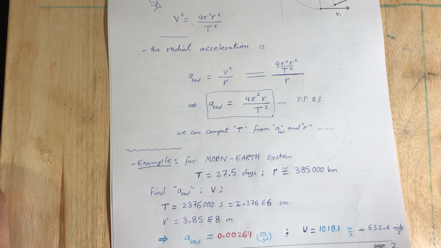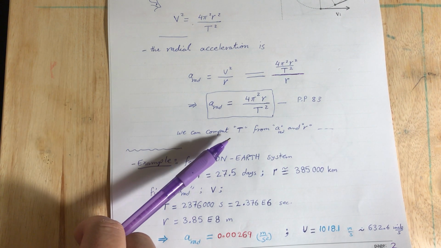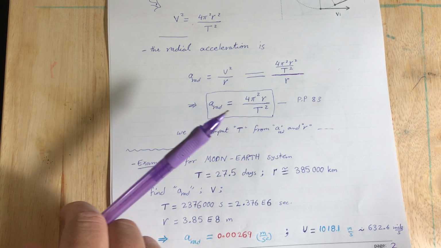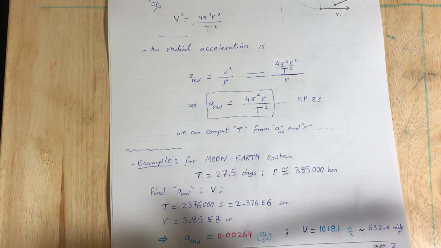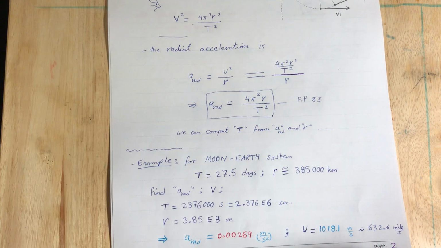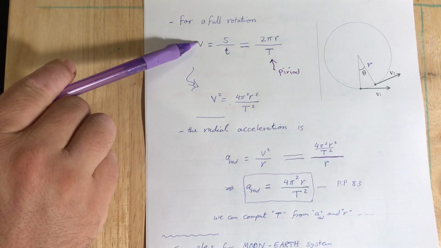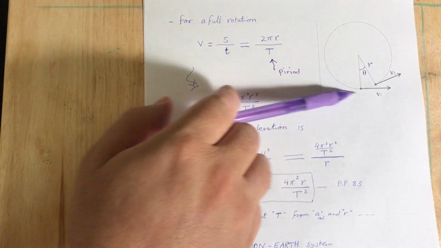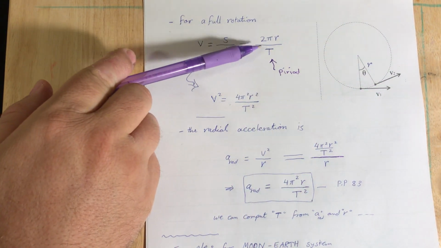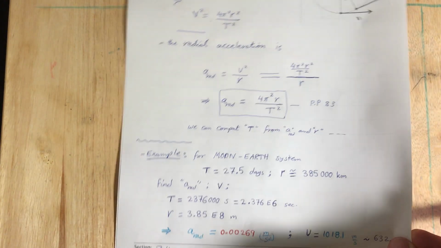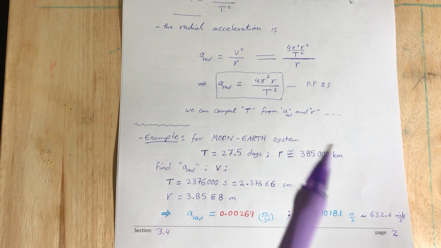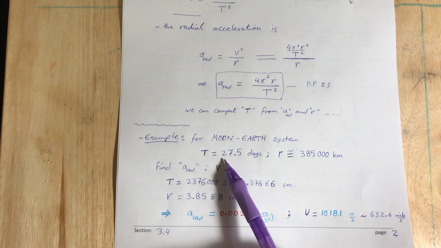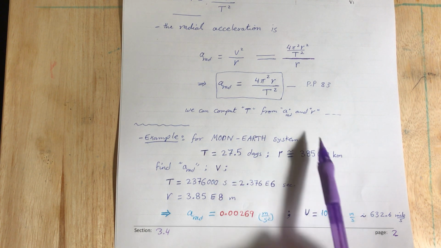Okay? We can compute, in this case, t from the acceleration and r. We have two formulas. Both of them are the same because we just use geometry, which is 2 pi r is equal to the total distance for this track, divided by t to be the speed.